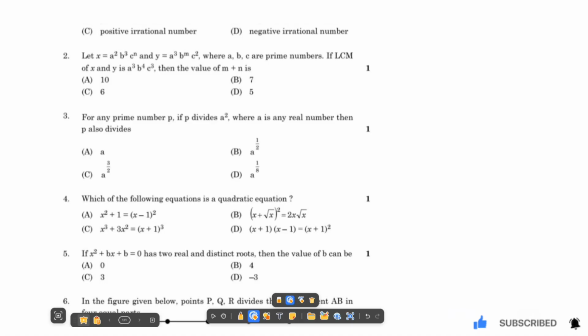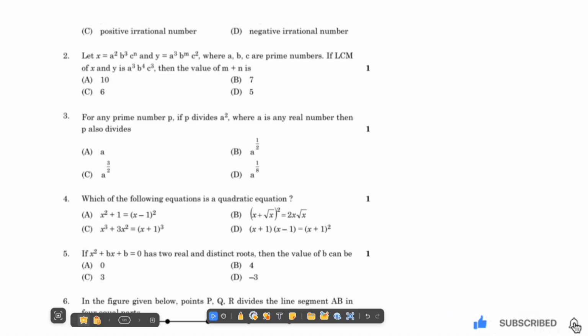The second question is: let x equal a square b cube c power n and y equal a cube b power m c square, where a, b, c are prime numbers. If the LCM of x and y is a cube b power 4 c cube, then what is the value of m plus n? So here the prime factorization of x is given, that of y is also given, and the LCM of x and y is also given, this one a cube b power 4 c cube. Then what is the value of m plus n?